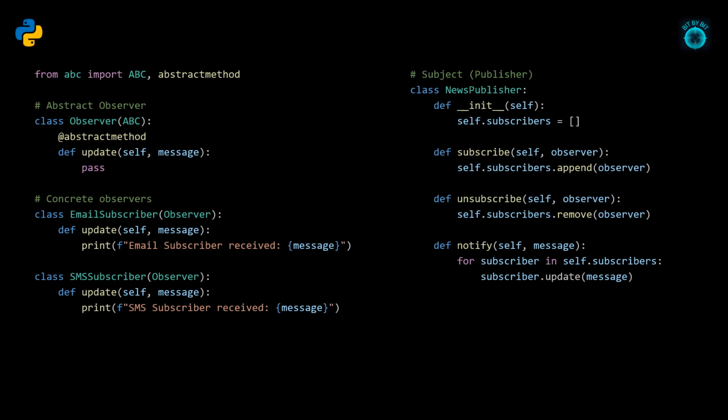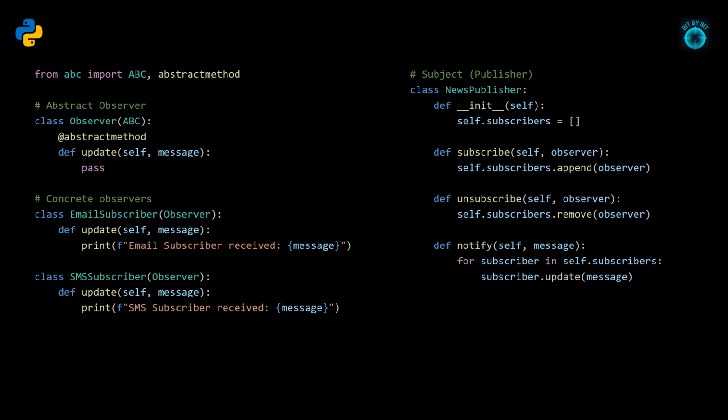Let's walk through the observer pattern. We import ABC and abstractmethod from the abc module. Then we define an abstract base class named Observer, which inherits from ABC. Inside it, we declare an abstract method called update. Next, we create two concrete observer classes, EmailSubscriber and SMSSubscriber, each implementing the required update method.